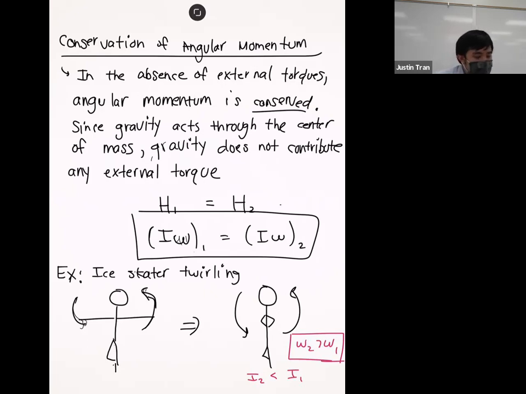You can try this at home too. You don't have to know how to ice skate. If you have one of those office chairs that spin, you can sit in the chair, extend your arms and your legs, and have your buddy spin you around. Once you've achieved a good speed, bring them close to your body and you'll find yourself rotating a lot faster.